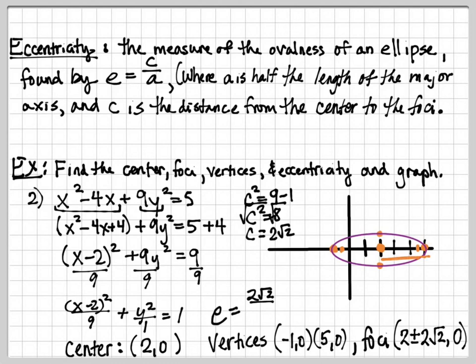a is half of the whole width of the ellipse. So why do we have a equals 3 and we have a equals half of 3? Why do we have a equals 3 and then a equals half of 3? What do you mean? a is 3. No, a is 3.